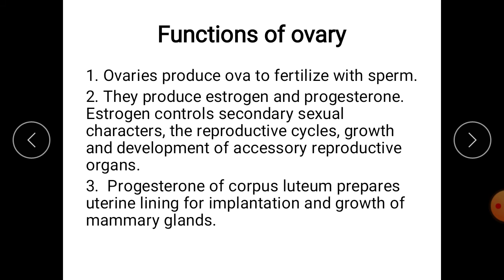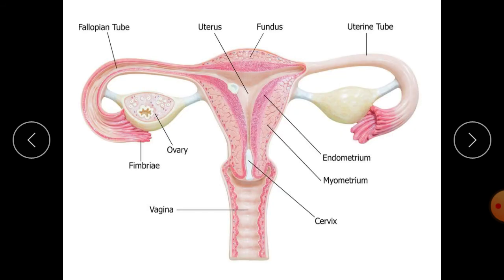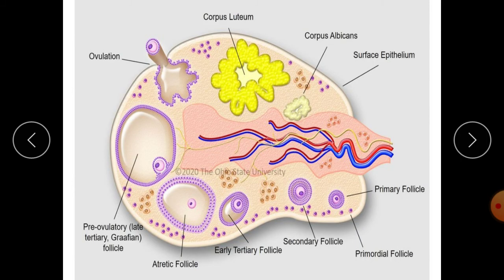So this is about the histology of ovary. Okay, this is the diagram of female reproductive system. So diagrammatic representation of TS of ovary.